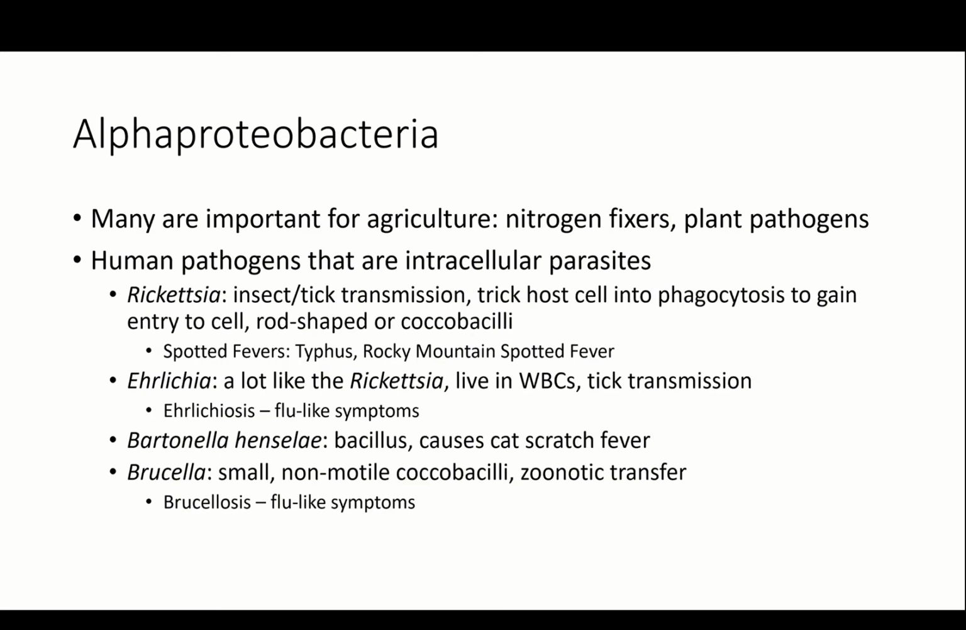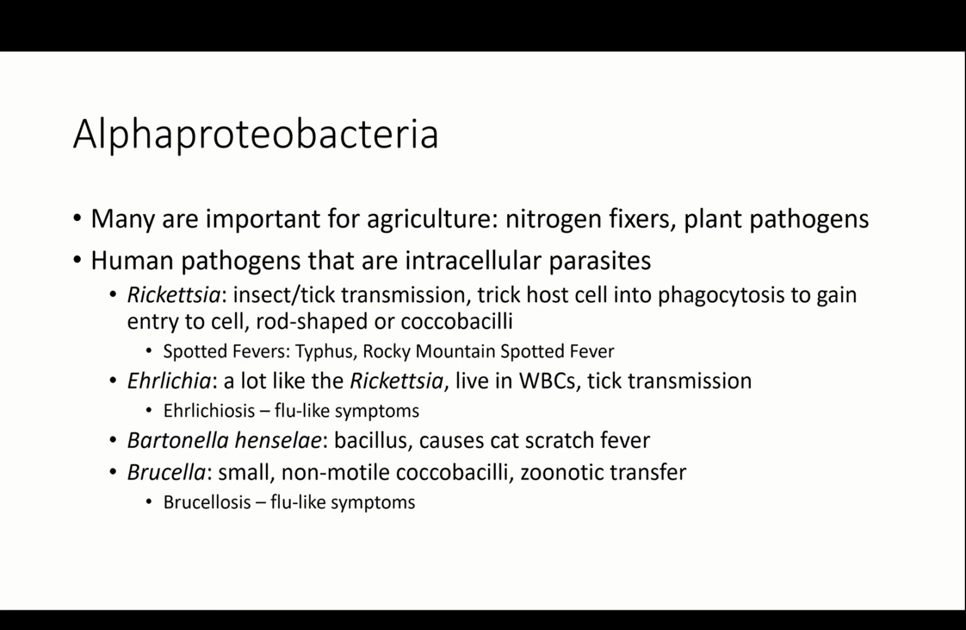So within the alpha proteobacteria, many of these are not going to be really relevant for us. Many of them are going to be important for agriculture. These organisms can do nitrogen fixation, which means kind of like photosynthesis, which fixes carbon dioxide into organic materials, they can fix nitrogen into organic materials. But they will also cause disease in plants. They're some of our plant pathogens. On the human side, these pathogens will tend to be intracellular parasites, meaning that they're not going to do well outside of a human host cell or another animal reservoir host cell.